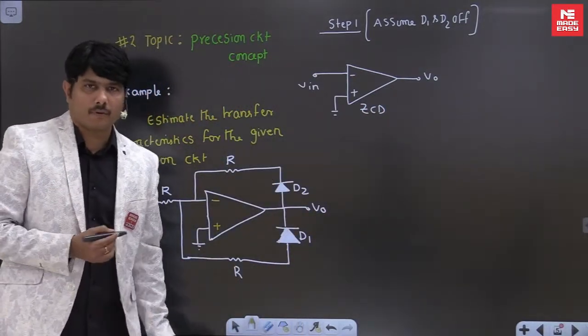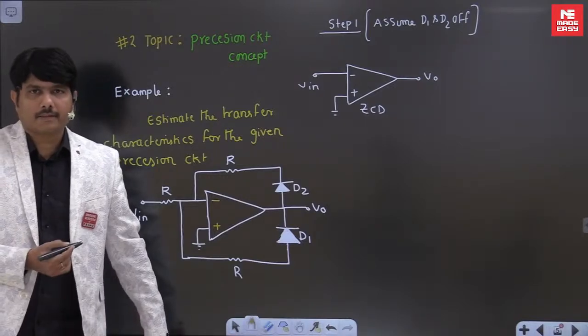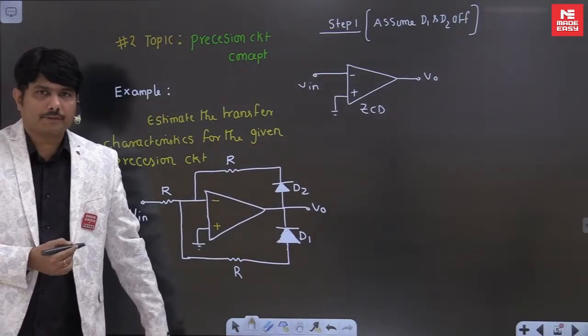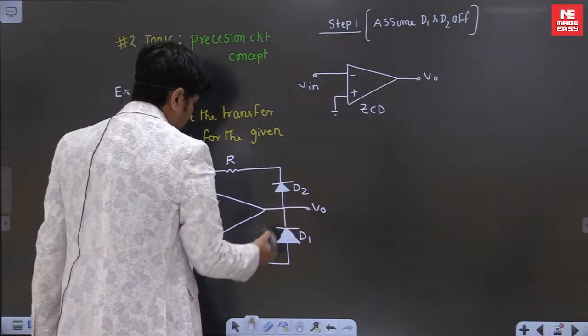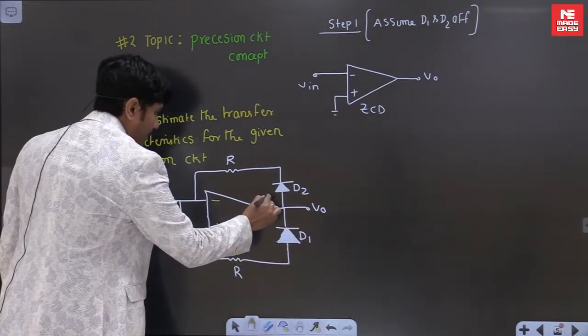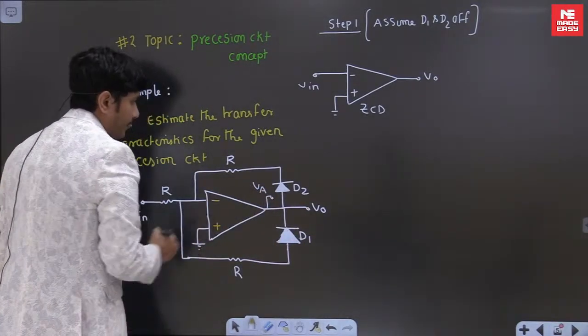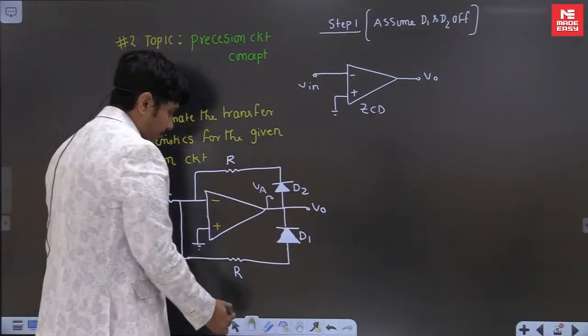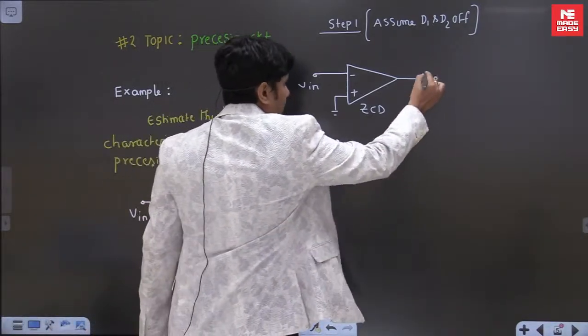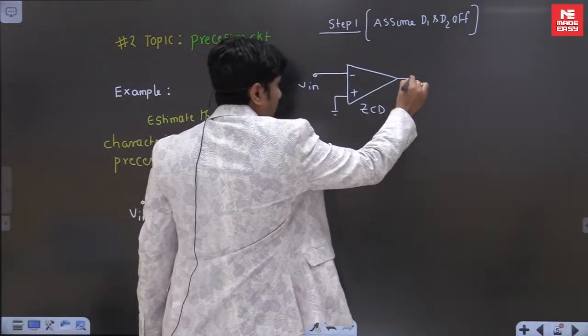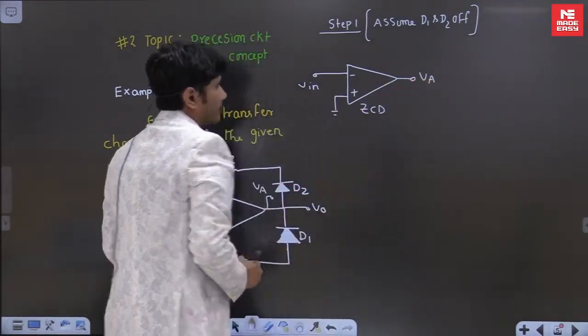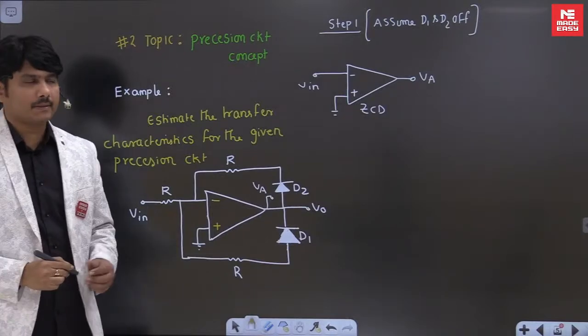First application of nonlinear analysis. ZCD is a very simple topic. Comparator, we have to do it. So in place of writing this output, we will indicate here some voltage as the op-amp output, VA. We'll take VA as the op-amp output, and here we'll change it to VA. That will decide the diode positions today. So let us write the comparator answers.